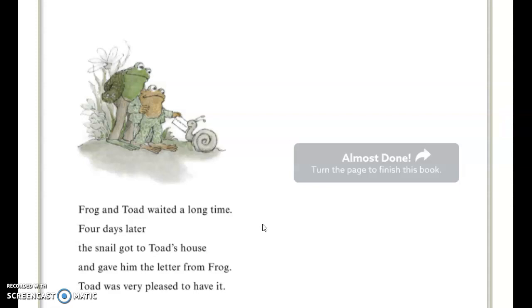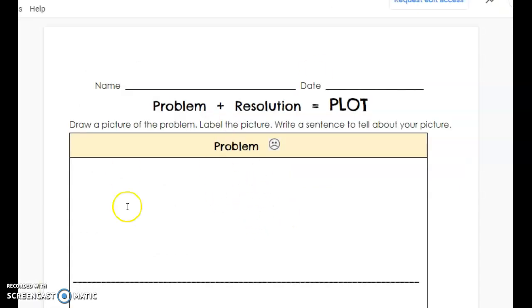The end. So, what was the solution? How did they make Toad feel happy? Correct. Frog wrote a letter and got Snail to take Toad a letter so he could be happy, because he was sad, and the problem was that he was sad because he never got letters, but he finally did get a letter. Good job.